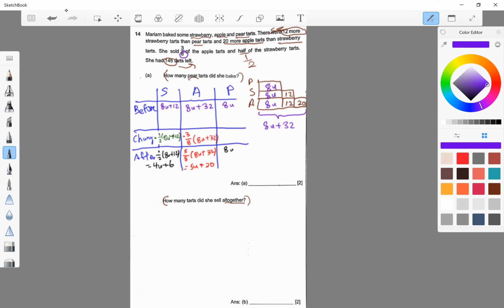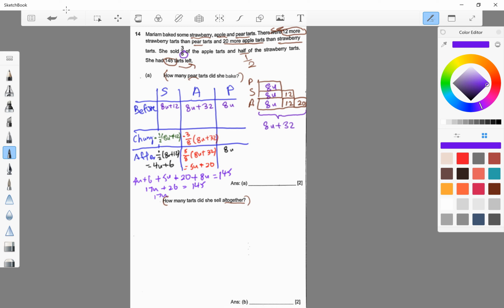So I'll write everything out. 4 units plus 6. If I add 5 units plus 20 together with the 8 units, I will match that with 145. So I will need to add up the units. So 4 units plus 5 units will be 9 units. 9 plus 8 will be 17 units. So 17 units plus 26 will be the same as 145.